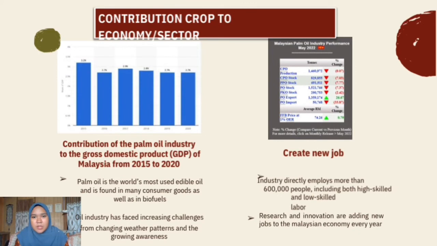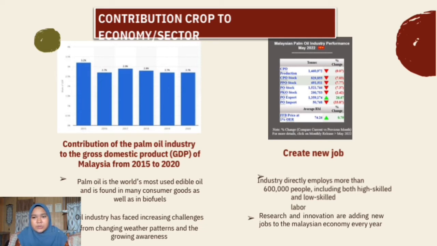Next is about contribution of the crop to the economy or sector, which is the contribution of the oil palm industry to the gross domestic product, GDP, of Malaysia from 2015 to 2020. Palm oil is the world's most used edible oil and is found in many consumer goods as well as in biofuels. The industry has faced increasing challenges from changing weather patterns and growing awareness.